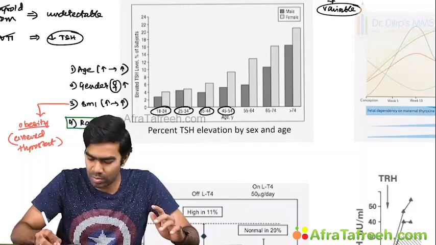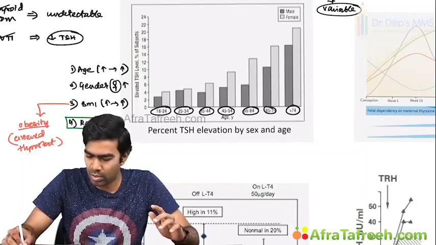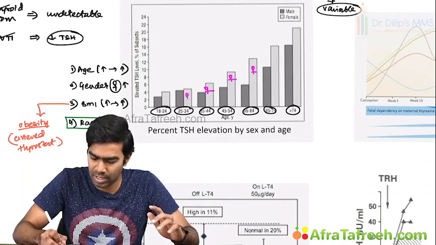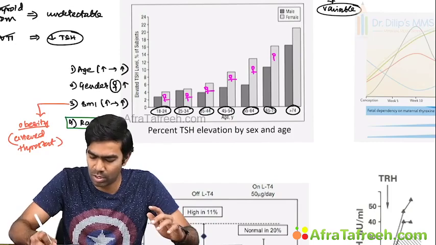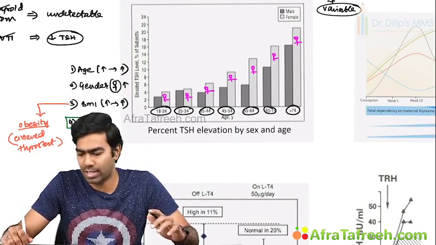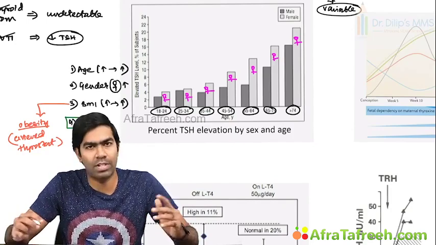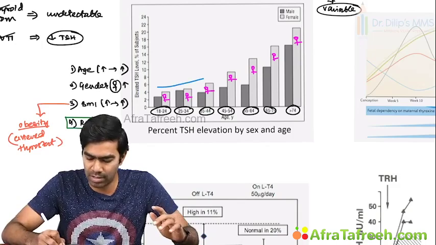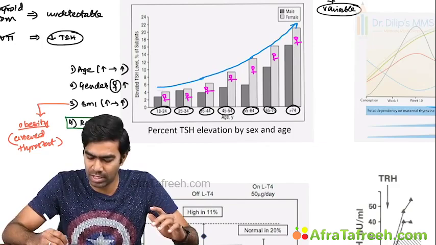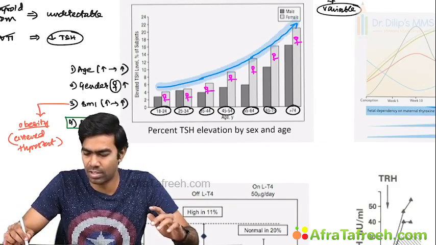Then this graph will show you in any age group, you can note the fact that females always have a higher TSH. Irrespective of what age group they belong to, females always tend to have a higher TSH. At the same time, you can see irrespective of whether it's a male or a female, age itself is a very big influencing factor, so that with increasing age, you get increasing TSH.